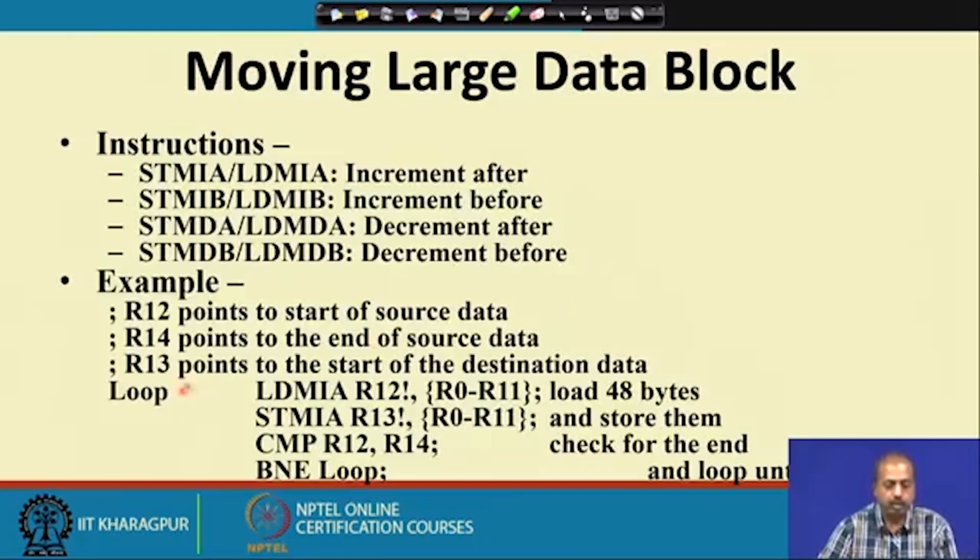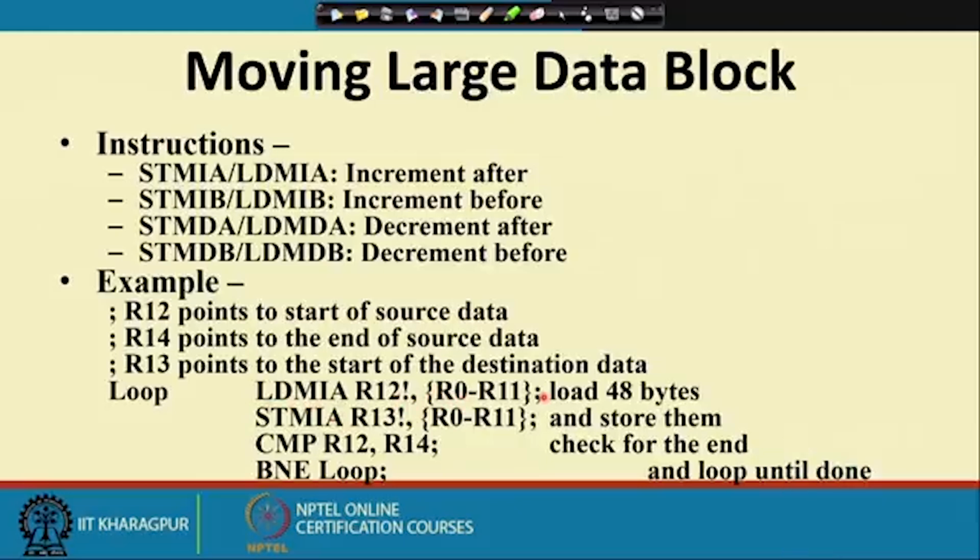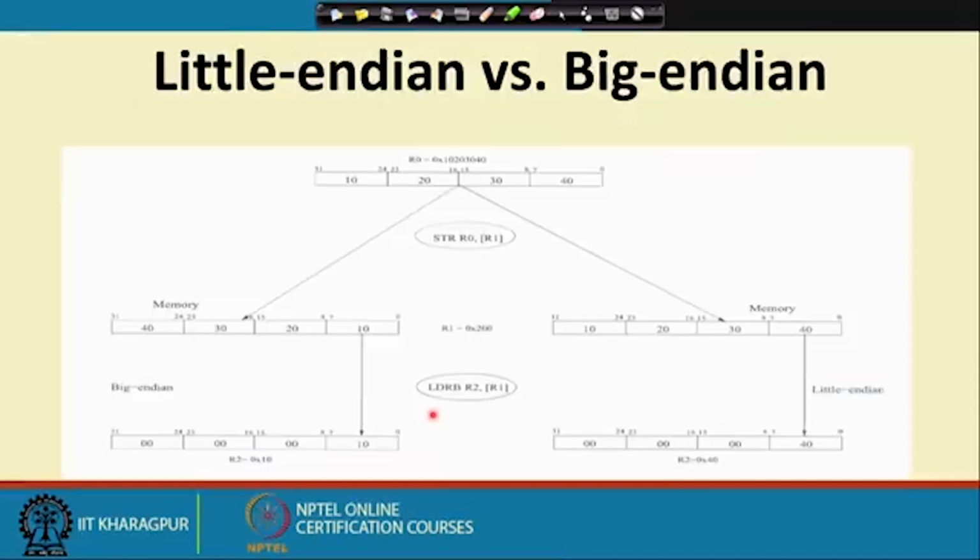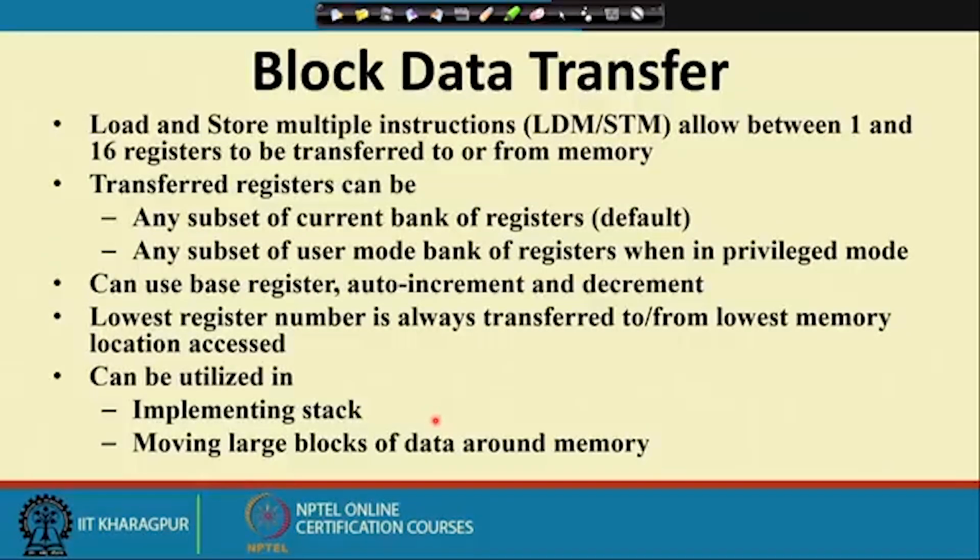Say, suppose I want to transfer some data. So, this instruction, LDM IA, will transfer 48 bytes of data, because R12 is pointing to the block where the source data starts. So, they will be loaded into these R0 to R11 registers, total 48 bytes. Then this STM IA instruction will be storing the values onto the location pointed to by R13. So, this way I can load and store larger sized blocks to transfer between CPU registers and the memory blocks.